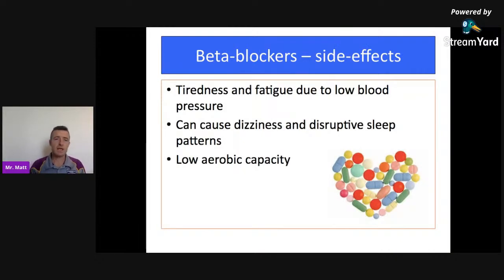Side effects they have, so negative side effects, can lead to tiredness, fatigue, and ultimately a low blood pressure. And obviously if the blood pressure is too low, it can cause dizziness and disrupt sleep patterns as well. It can lead to a low aerobic capacity. So you may argue that side effects of taking beta blockers are not as bad as anabolic steroids, but they still have negative effects to health.